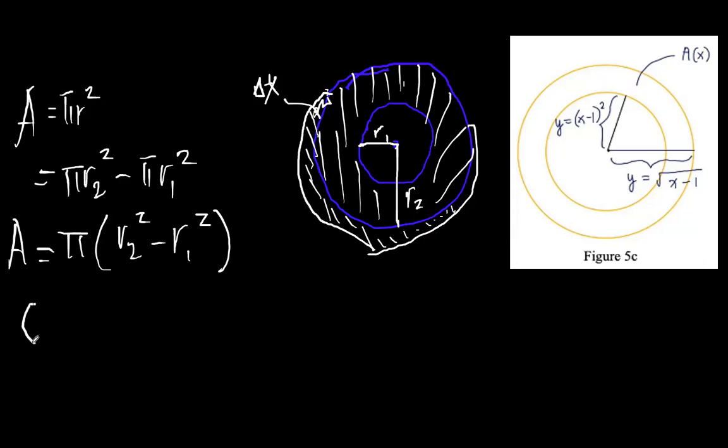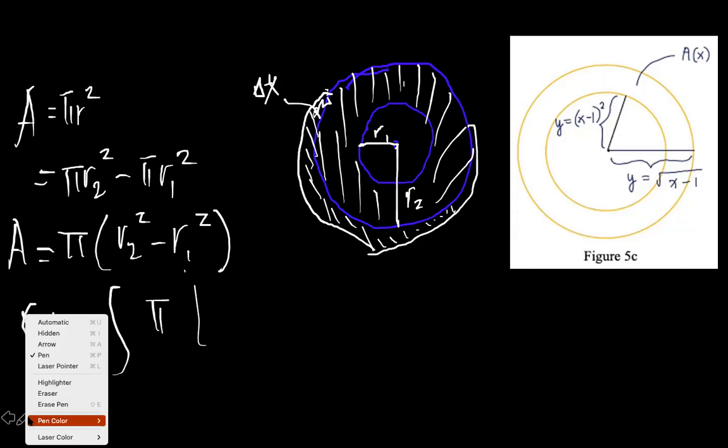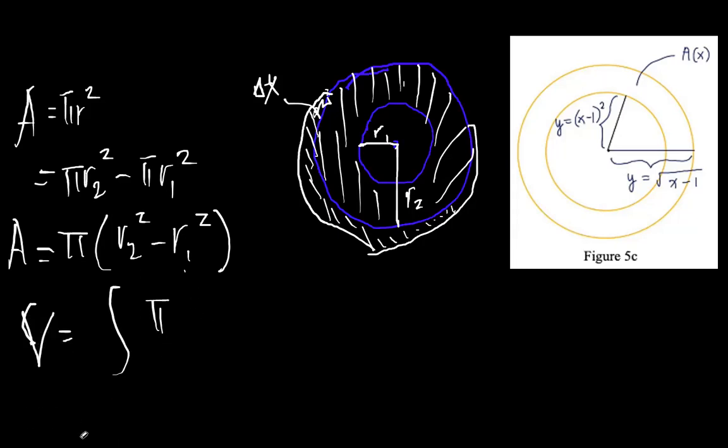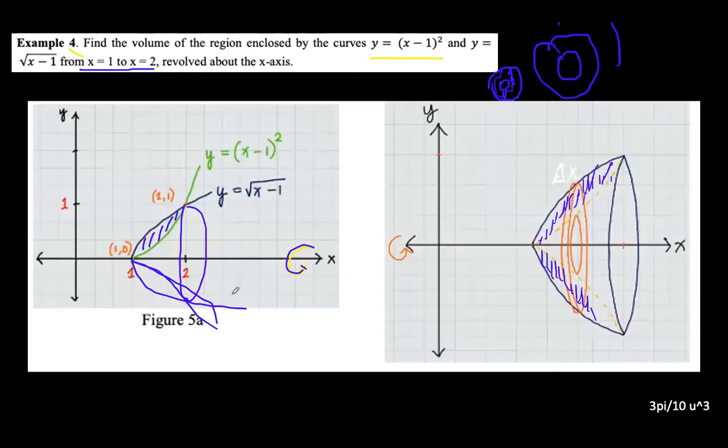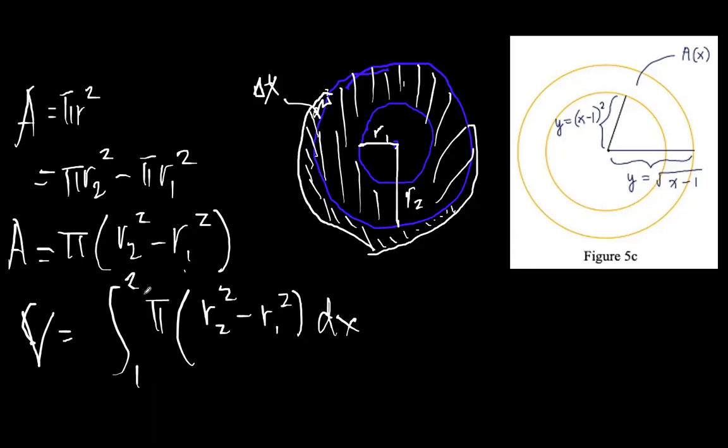Diba? So therefore, our volume is equal to pi, wait, ayaw gumana ng pen. Okay, so pi times the integral of r2 squared minus r1 squared dx. Basta bakit dx? Kasi delta x. From, na ba ito class? From 1 to 2. Ang tipid, no? From 1 to 2. Okay, so let's substitute. So we have the integral from 1 to 2 of pi. Dapat pala linabas ko na si pi because it's constant.